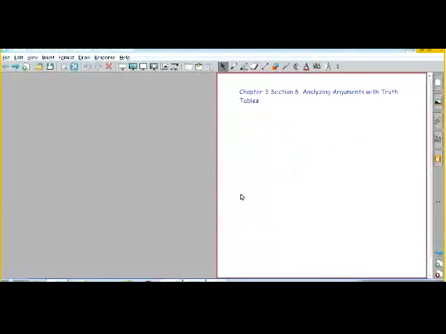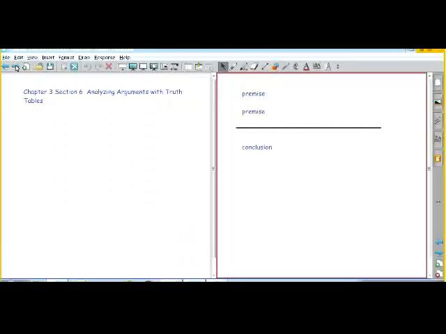Okay, so section 6 is analyzing arguments with truth tables. So the general setup for arguments, we just talked about this, but this is a more formal introduction. You typically have two premises. Then you draw a line to show that those are the premises in the argument. And then under that, you draw your conclusion.